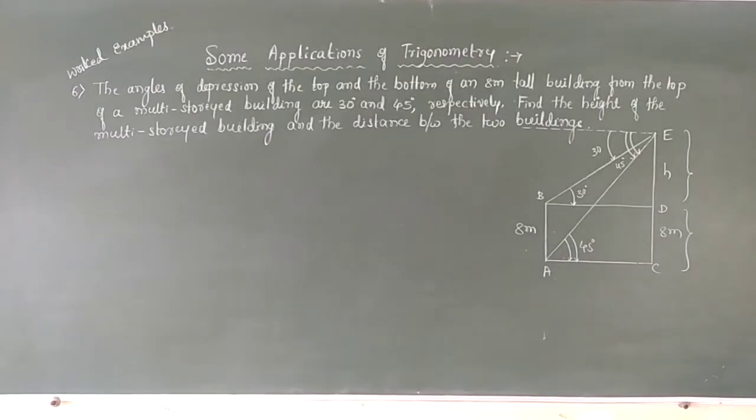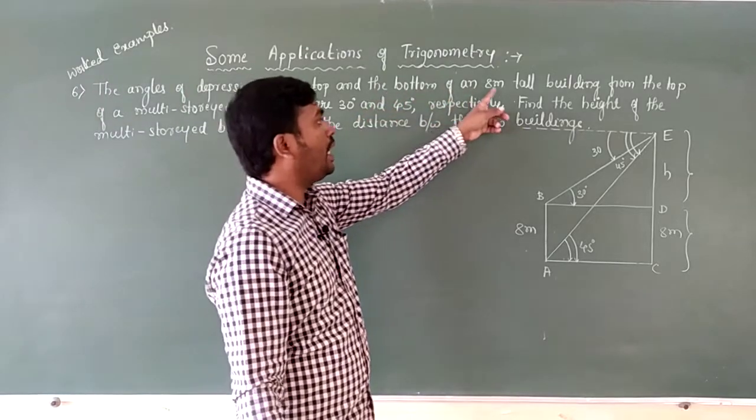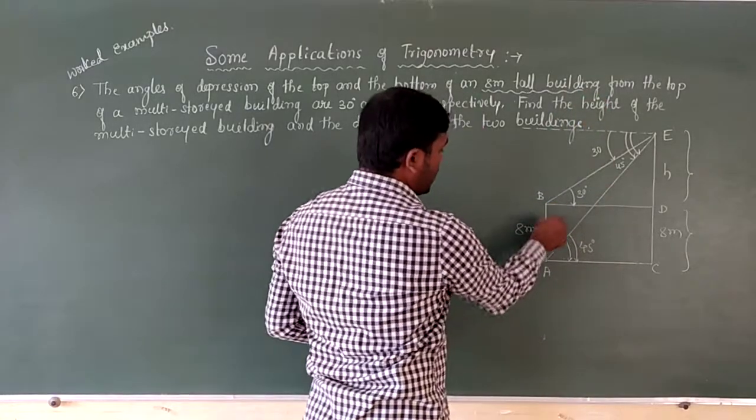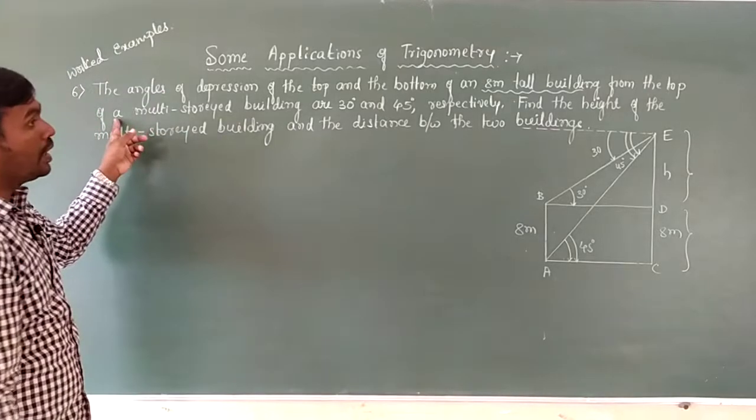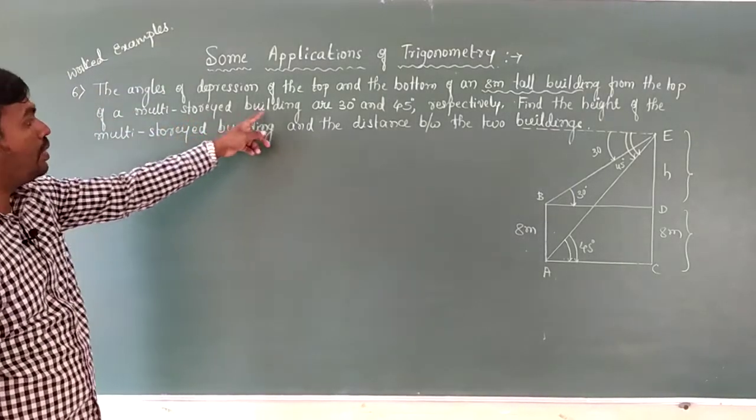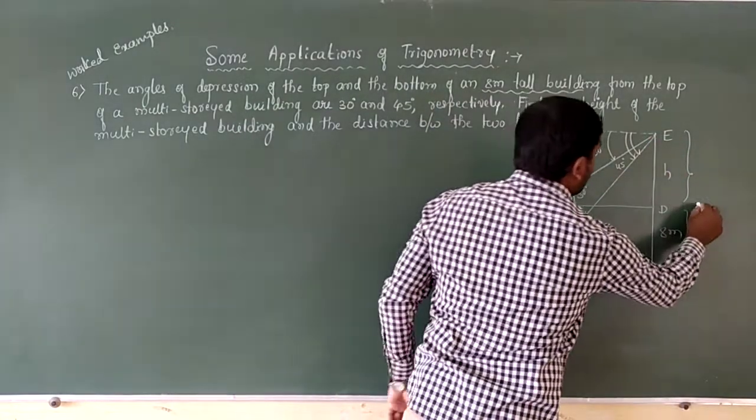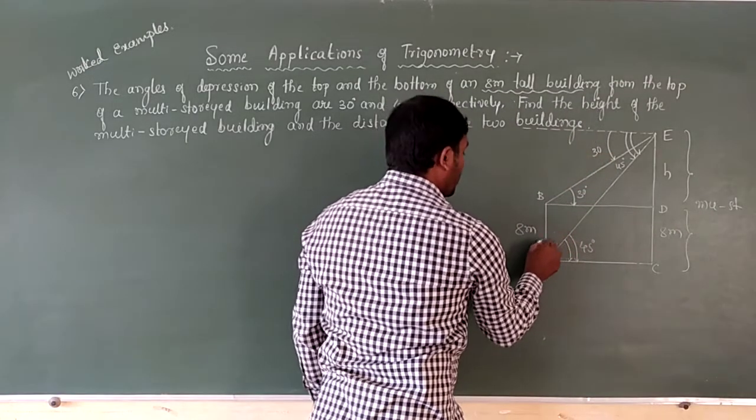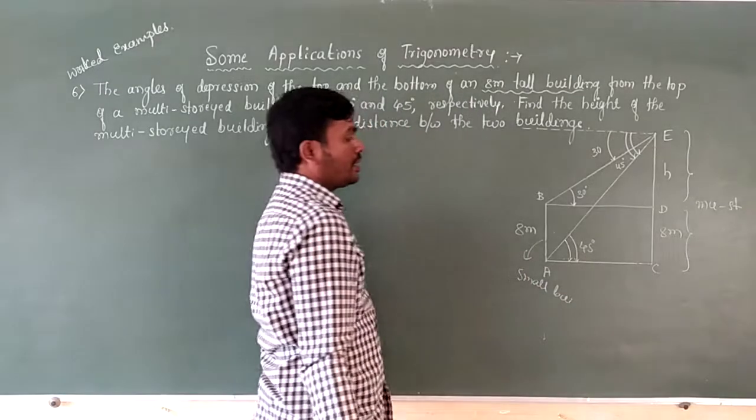Okay, children, here is the next problem, problem number 6. The angles of depression of the top and the bottom of an 8 meter tall building, this is the 8 meter tall building, from the top of a multi-storied building. Here this is the multi-storied building, and this is the small building.